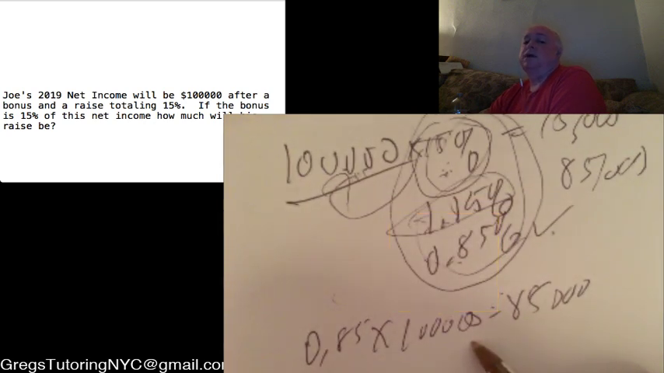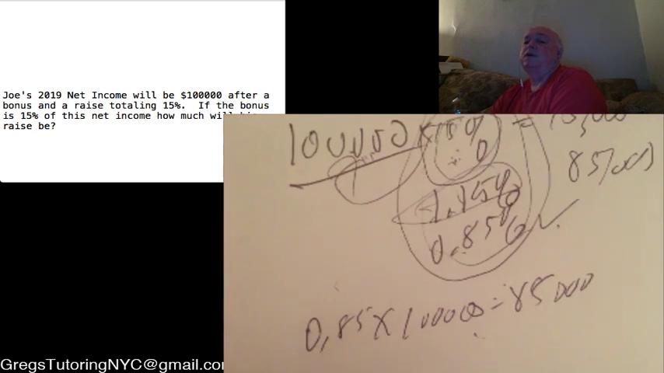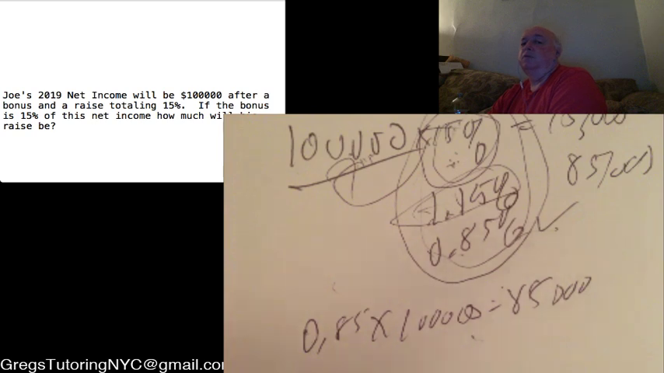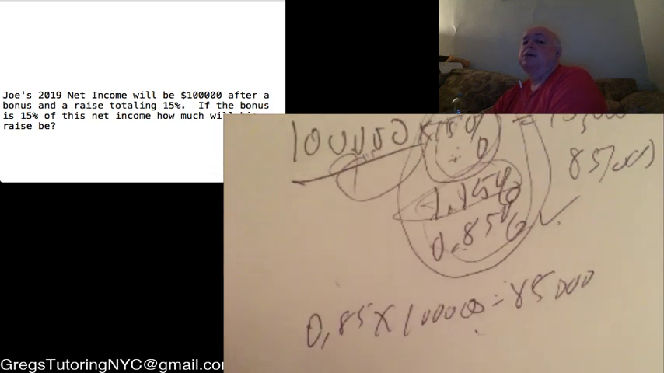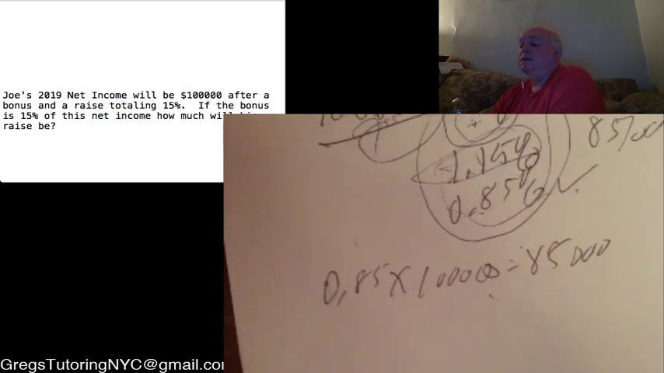We don't know Joe's salary yet. We just know his total net income. And his total net income was based on his salary, his bonus, and his raise. Okay? So we figured it out because they're telling us the bonus is 15% of whatever he ended up with, not what he started with. Which means his actual bonus, based on his original salary, was some other percent that wasn't 15%.